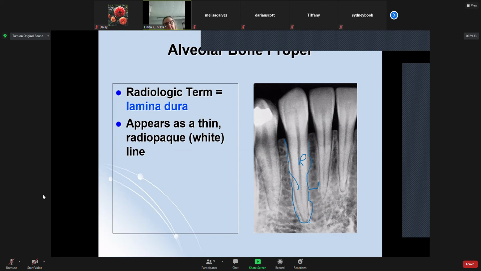So it appears as a thin white line, and a term for something that the X-ray doesn't penetrate is radiopaque. Notice on the X-ray too, you can see all the spongy bone. You see the trabeculae, and the black holes are the marrow spaces. In certain pathologic conditions, we're going to see loss of definition of the lamina dura.